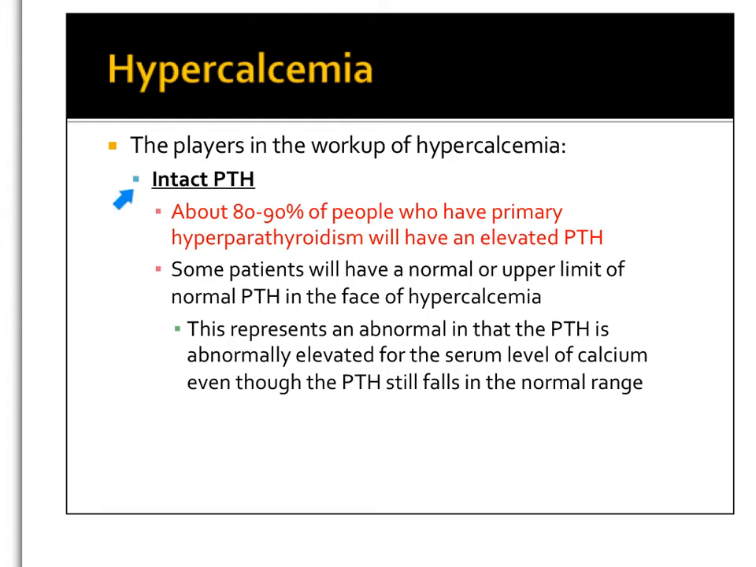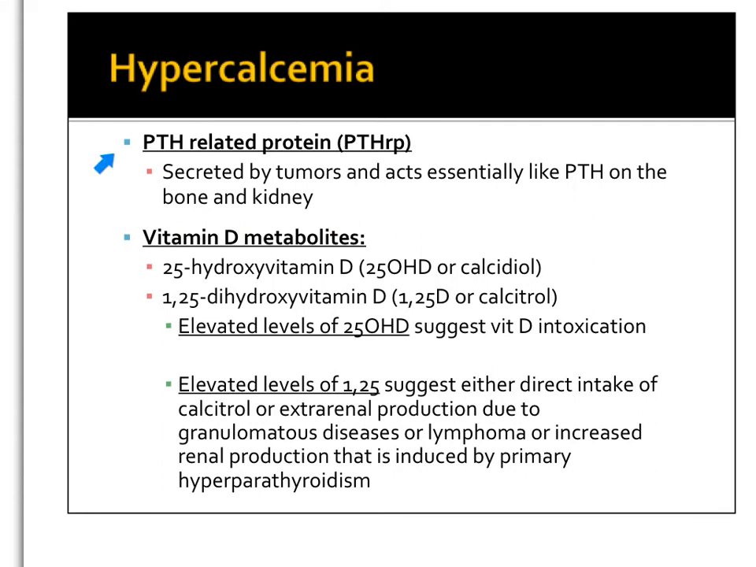You're going to order an intact PTH. About 80 to 90% of people with primary hyperparathyroidism will have an elevated PTH. Some patients, though, can have a normal or upper limit of normal PTH when there are high levels of calcium. This still is considered to be abnormal because if you have a significantly high calcium level that's caused by primary hyperparathyroidism, then you should really have a much lower intact PTH level. So in other words, if I have a calcium of like 11 that's being caused by something other than primary hyperparathyroidism, my intact PTH level should be low or non-existent. So if it's high normal or even just slightly elevated, that should tell you that this is still considered to be a primary hyperparathyroidism.